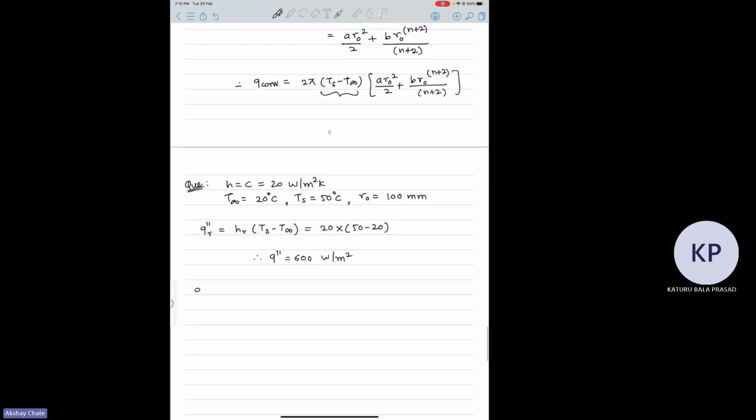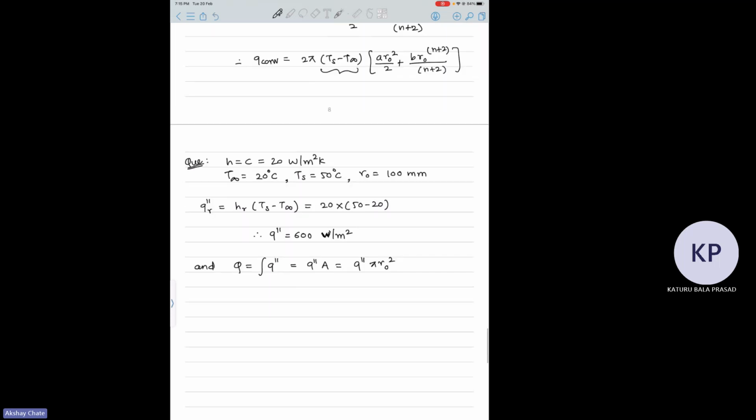And what is the next part? What is the total electric power requirement? Total power is the integration of flux, or you can just multiply here because h is constant, right? Your flux is constant, so you can just multiply this flux with the plate area, which is pi r naught square. This is possible because your flux is not a function of r, so directly you can multiply with area and get the answer.